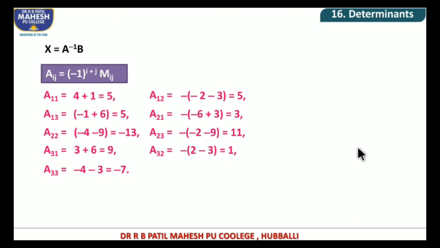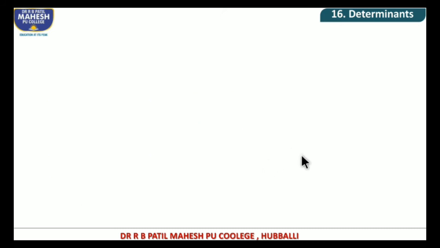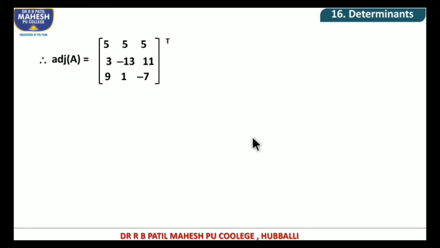Now we have to find out the adjoint of A. Adjoint of A means it is the transpose of the cofactor matrix. Therefore the cofactor matrix is given as the matrix of 5 5 5, 3 minus 13 11, 9 1 minus 7, and the transpose of this cofactor matrix will be adjoint of A. Therefore adjoint of A will be the transpose of this cofactor matrix: the first row becomes first column, second row becomes second column, third row becomes third column. So this is the value of adjoint of A.